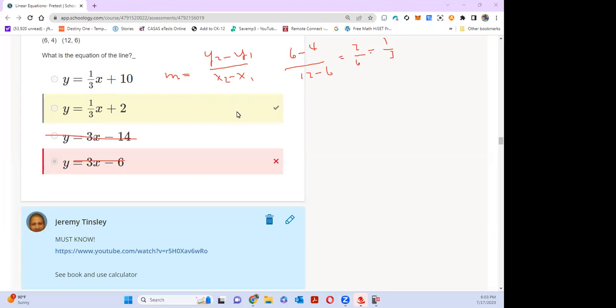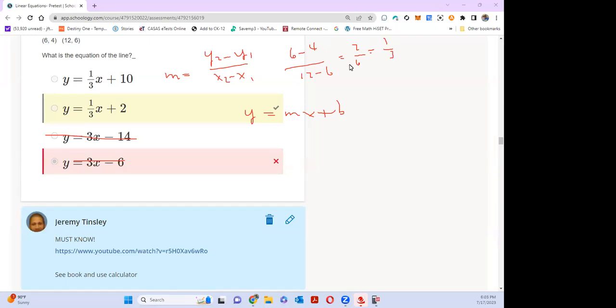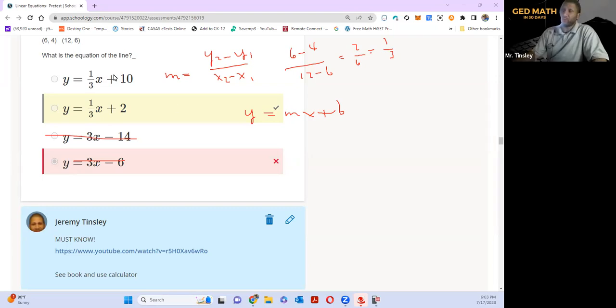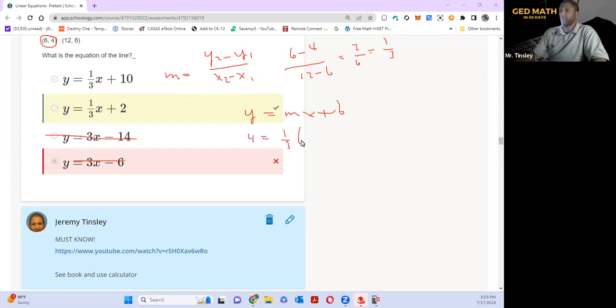I'm going to use the first point, y equals mx plus b. Since I know my slope is 1/3, I want a multiple of 3, so I want my x to be a multiple of 3. Both of them have x as a multiple of 3, so I'm good. So I'm going to use this first point. My y is 4, my slope is 1/3, my x is 6, plus b.